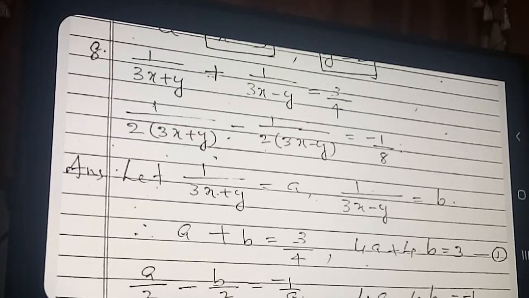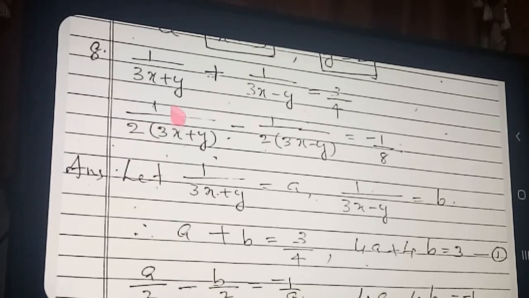Here onwards you see the sum properly once more. Okay, 1 by 3x plus y, what did you give it? A. How we are supposing it as A, I told you. In both the equations, whichever term is common, that we are taking as A. And here also which is common, 1 by 3x minus y is common. So you take it as B. Okay. So here A plus B is equal to how much will come? 3 by 4. Okay. Cross multiply and make one equation.